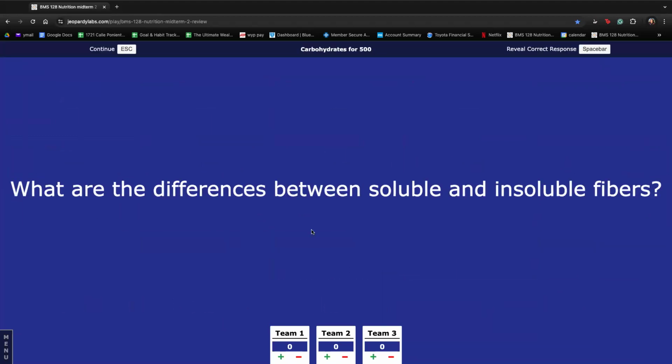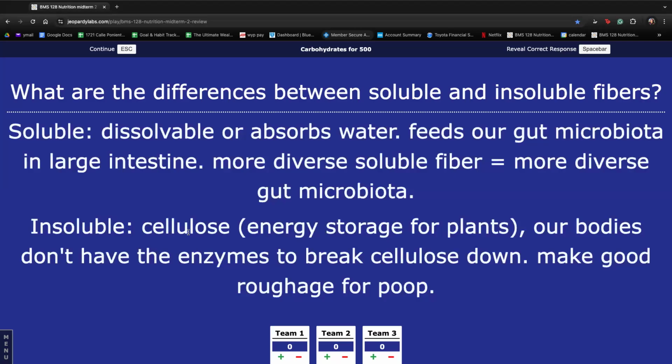What are the differences between soluble and insoluble fibers? Insoluble fibers cannot be broken down because they're primarily cellulose, like we talked about, the energy storage for plants. And we don't have the enzyme to break cellulose down. Some animals, like cows, have four stomachs, so they can get nutrients from cellulose. But even though our body can't absorb cellulose, it makes really good volume for stool. It helps move things through the GI tract.